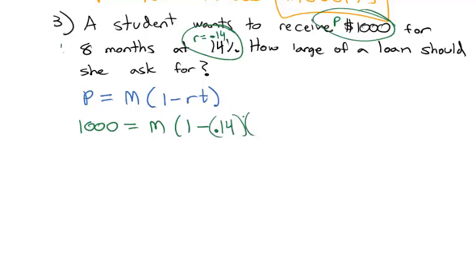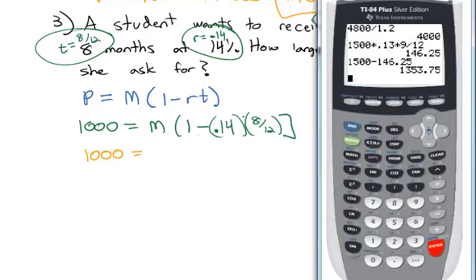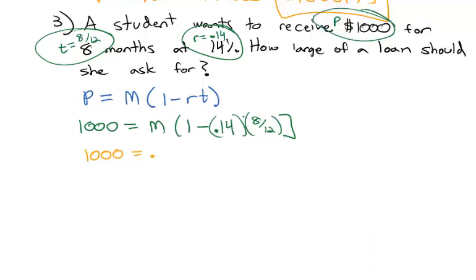times the time, which is going to be 8/12, because we have to change those months into years, right? And we're going to have to do a little bit of algebra to solve this, and our calculator is going to help us with it. I'm just going to type that whole big parentheses in the calculator, 1 minus 0.14 times 8/12, and hit enter. And I get 0.9066, maybe 67.